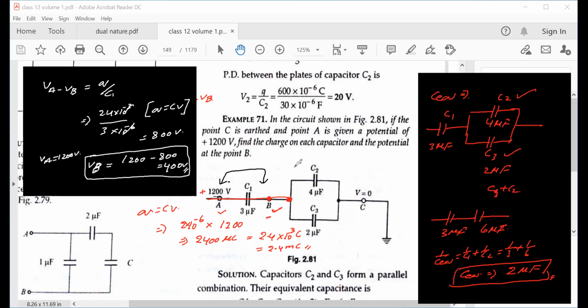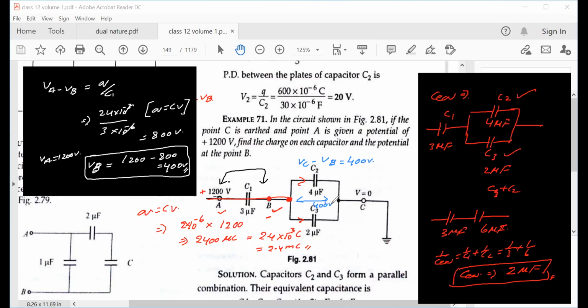What we need to find next is the charge on each capacitor. So after finding VB, we are going to find the charge on each capacitor. To find the charge, we first find the potential difference. Because these two are parallel, they have the same voltage. I'll take the relation as VC minus VB. VC is 0, VB is equal to 400. So the difference is 400 volts. So across these two capacitors, the voltage is 400 volts.